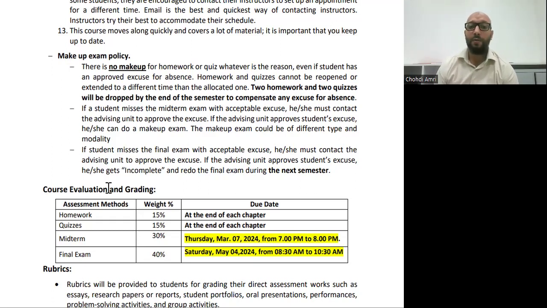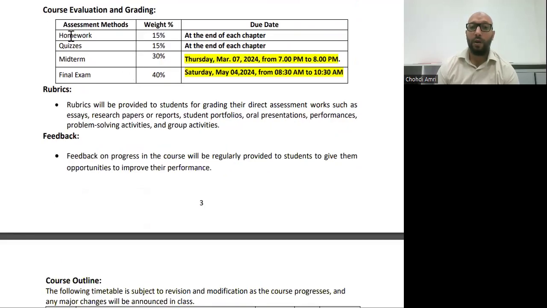Let's talk about the course evaluation and grading distribution for this course. The homework will be assigned 15% of the total grade. We have a homework at the end of each chapter, plus a first homework about the physics primer. The quizzes will be 15% of the total grade. At the end of each chapter, we have a quiz, as we said before.